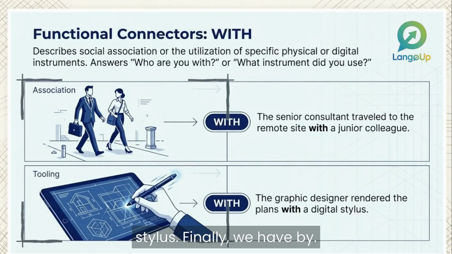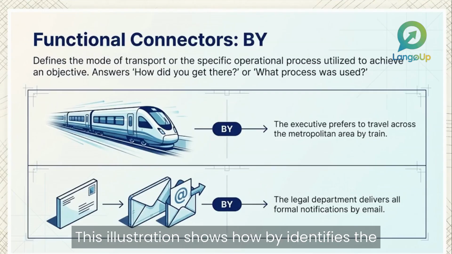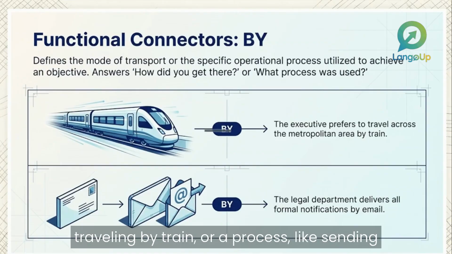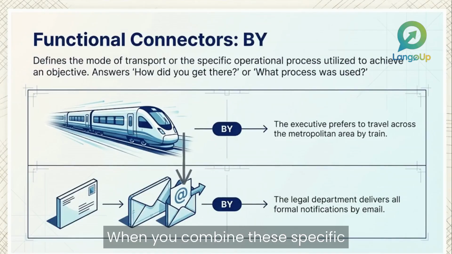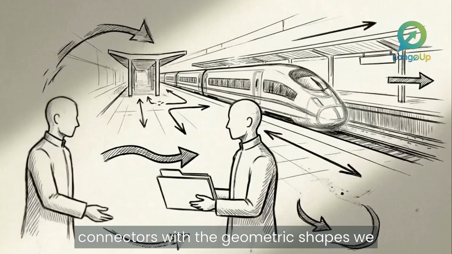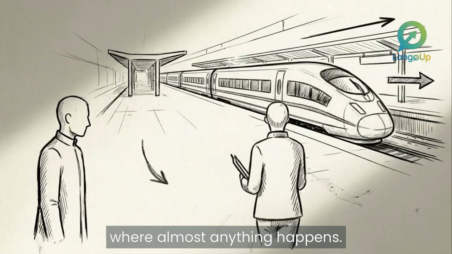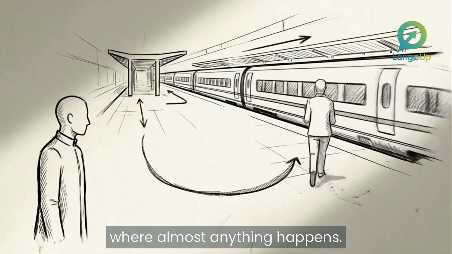Finally, we have by. This illustration shows how by identifies the method you use to get something done, whether that is a mode of transport, like traveling by train, or a process, like sending a notice by email. When you combine these specific connectors with the geometric shapes we have covered, you can accurately describe how, why, and where almost anything happens. This final table brings everything together.